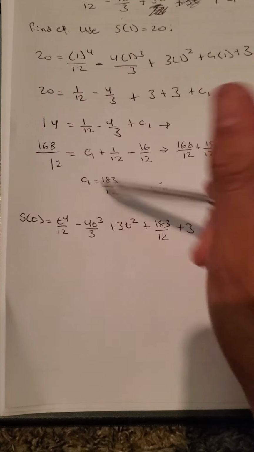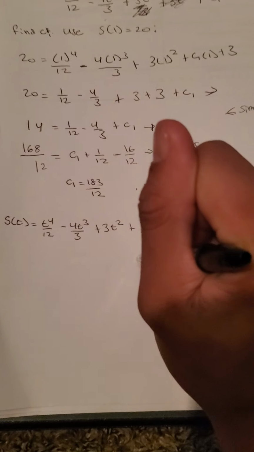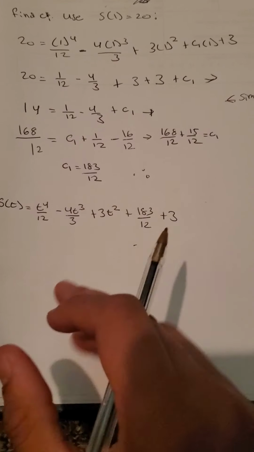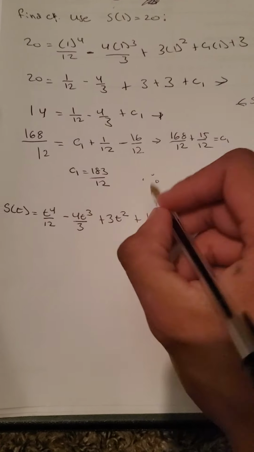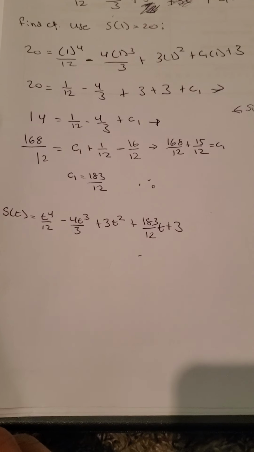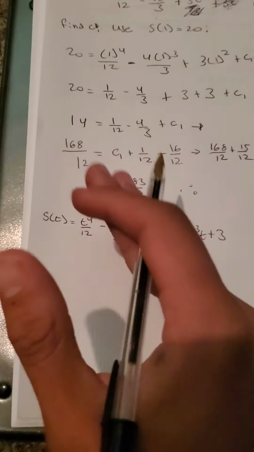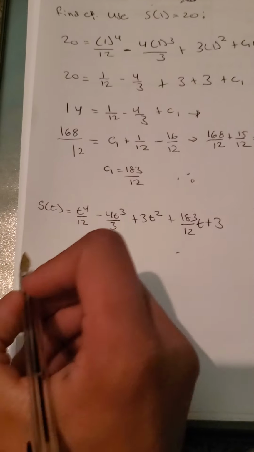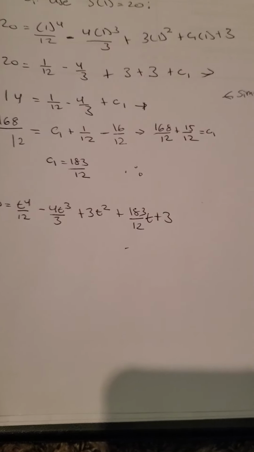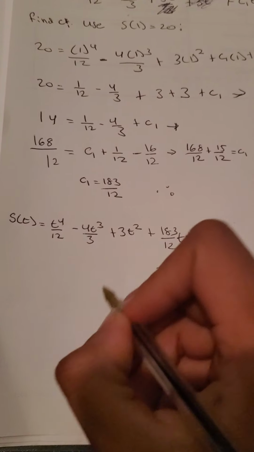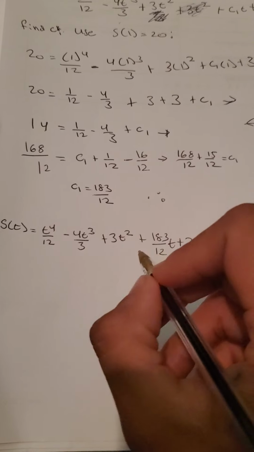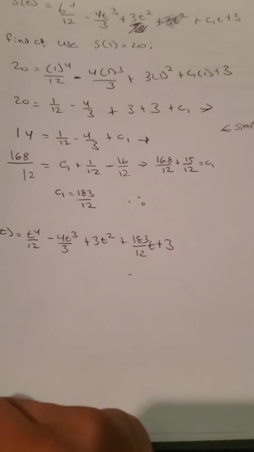We plug it back into our position function. s of t, the position with respect to time, is equal to t to the 4th over 12 minus 4t cubed over 3 plus 3t squared plus 183 over 12 t plus 3. I usually use x of t, but the problem gave us s.